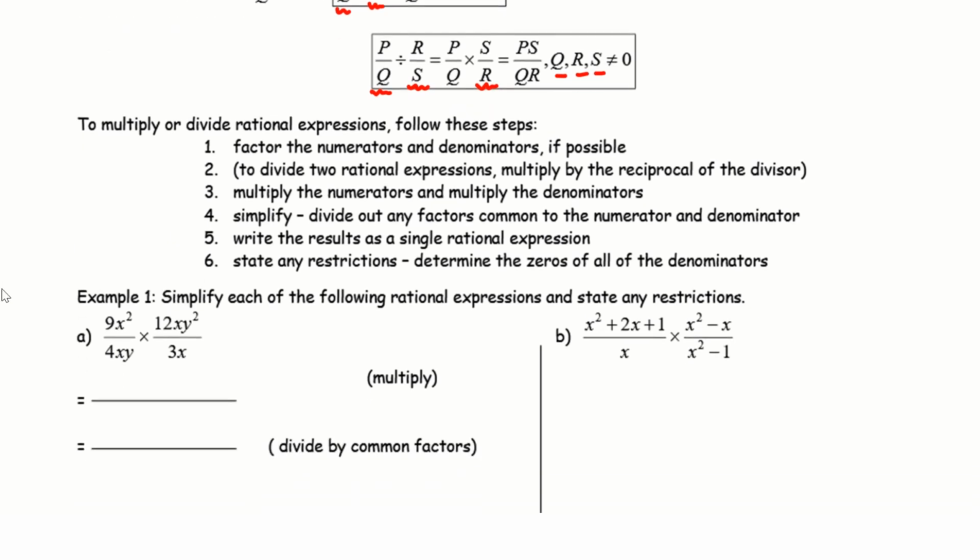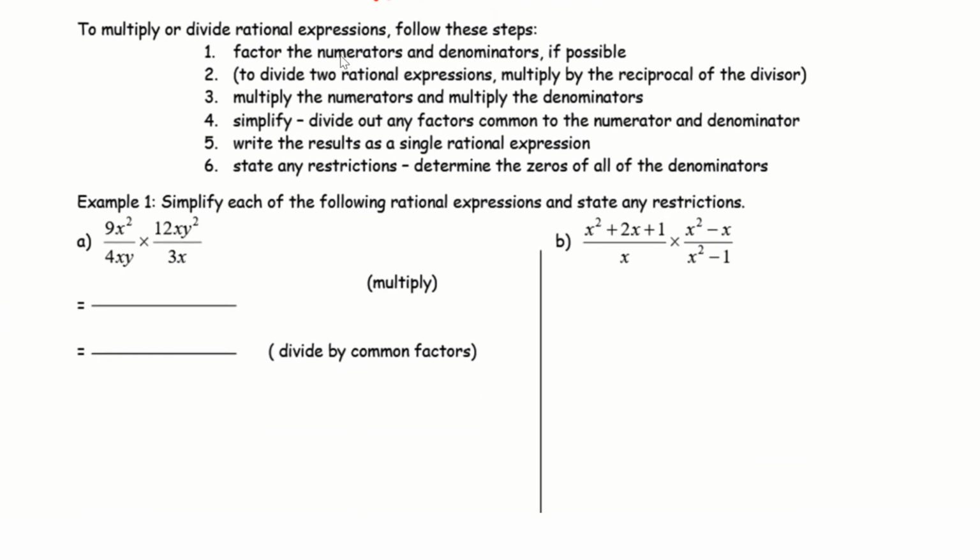So we are going to see the steps. Factor the numerators and the denominators if possible. Then, if dividing, we multiply by the flip of the divisor. After that, times numerator times denominator and divide out all the common factors. Write the result as one fraction, we call it one single rational expression. Then state the restrictions. Determine the zeros of all the denominators. So this one we have 2, and if dividing we have 3.